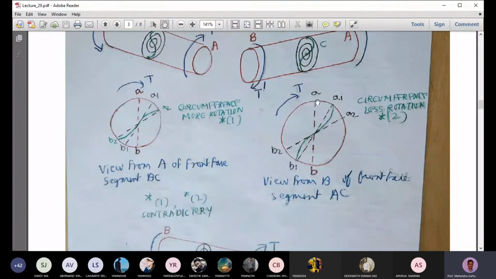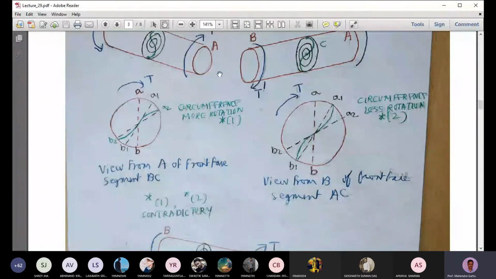Initially at the outer circumference, the point is here, and then it rotates by this much, so A1. But if you look at the inner circles, they are rotating by a higher amount compared to the outer circumference. So here what is happening is the same deformation. When you are looking from this perspective, the rotation on the outer circle is less compared to the rotation on the inner circle. So again you see that this is a contradiction.